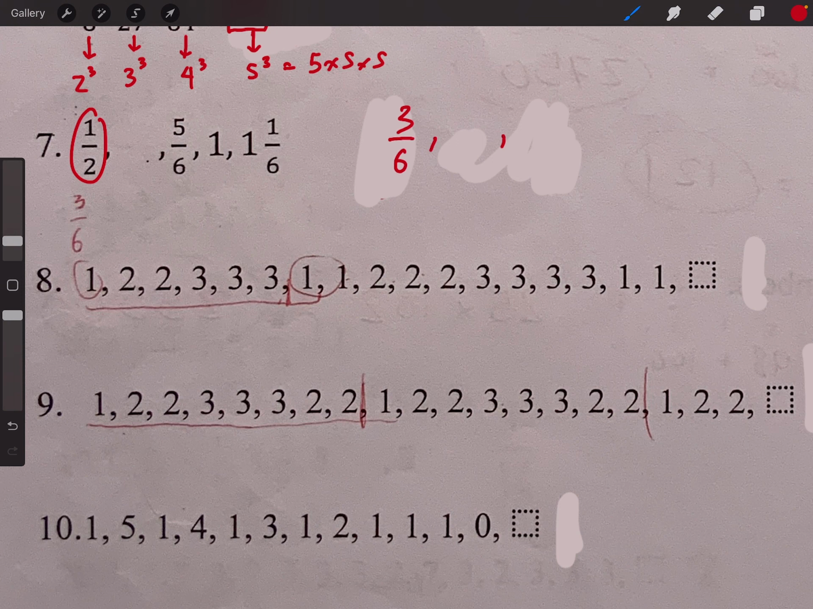Next one, we don't know what the next one is. Now we got 5 over 6. And 1 could be written as 6 over 6. And then 1 and 1/6 could be written as an improper fraction, and that'll be 7 over 6. So you can see 3, this must be a 4 on 6 then, isn't it? 3, 4, 5, 6, 7, and the bottom is just all 6s. So this number must be 4 over 6. There you go.